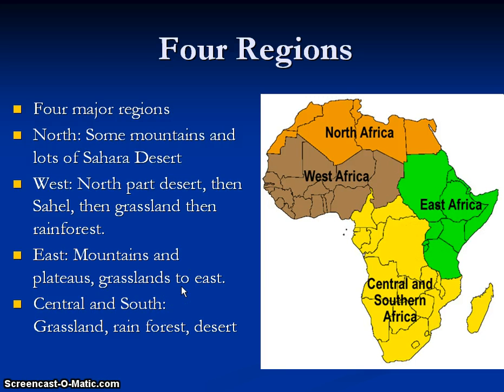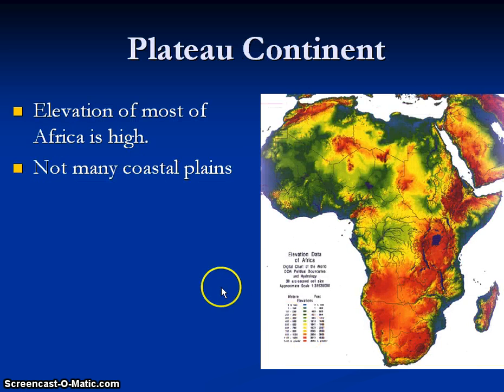Central and South Africa have grassland, rainforest, and desert. So rainforest primarily up here, a grassland kind of in between, and then there's desert in this area here. But again, to the south, the climate is the same. We'll get to climate and vegetation next time.